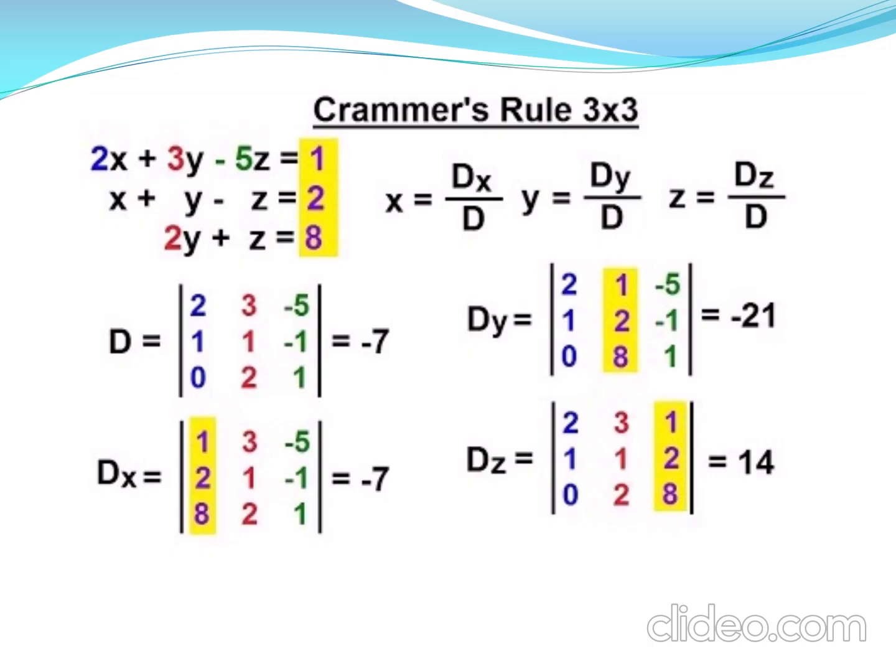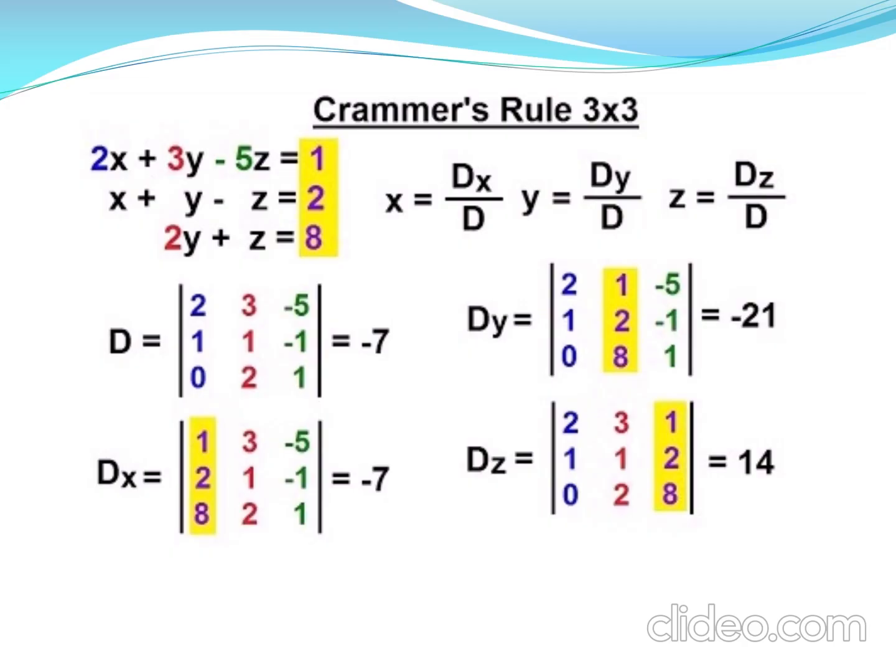How will we do it? First, you have to write the whole matrix. The whole matrix means the coefficients of the variables on the left hand side. So 2, 1, and here the coefficient of x is 0, that's why 2, 1, 0. Then 3, 1, 2. Then 5, minus 1, 1. Now we have to find the determinant of this matrix. This is our whole matrix.